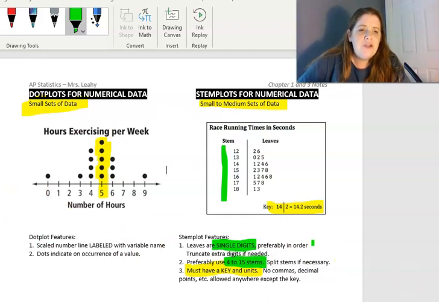Another thing that we're going to do when we make our stem plot, we're always going to make sure we have context in there. So you're going to want maybe the unit of measurement, or you want to mention the variable. For example, race running times in seconds. You want to have that as part of your stem plot.